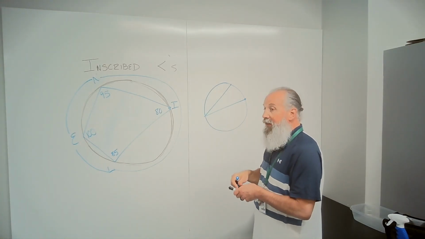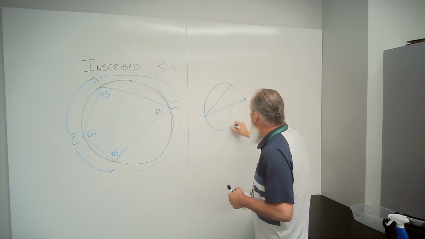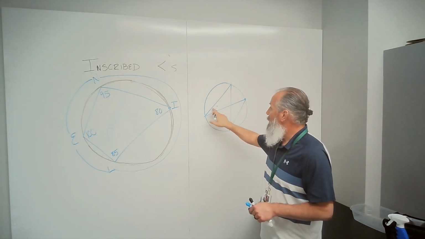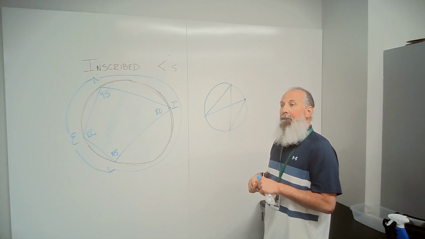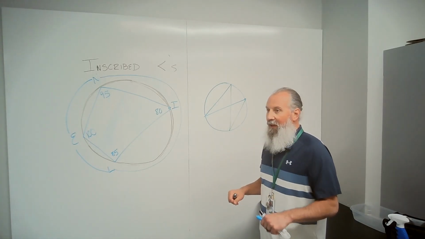If you have two different inscribed angles, but they intersect the same arc, how is the blue angle related to the green angle? That's right, they're congruent. Okay? That's all the facts from 10-4.